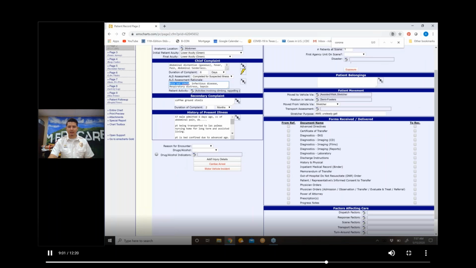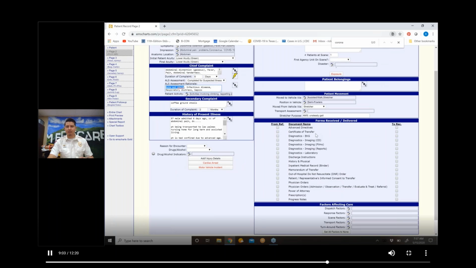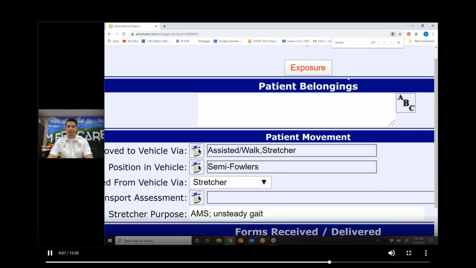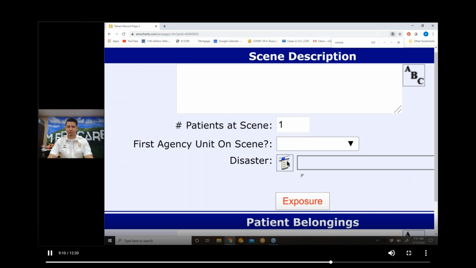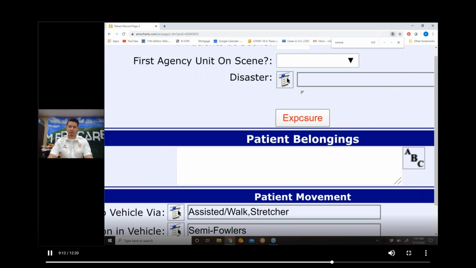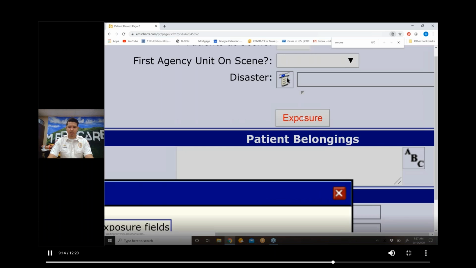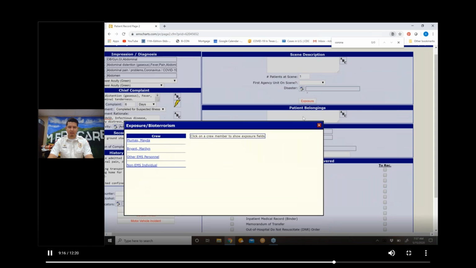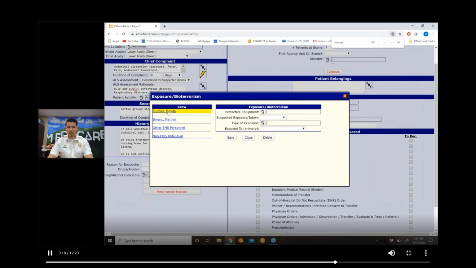The next area that's new that we're looking for everyone to be filling out when they have a suspected COVID patient is under scene description, and it's a button that says exposure. When you click on this, it comes up and you select a crew member. What we're using this for is to document the level of PPE that you're using out in the field. So the standard precautions are now, of course, face mask for everyone and gloves.